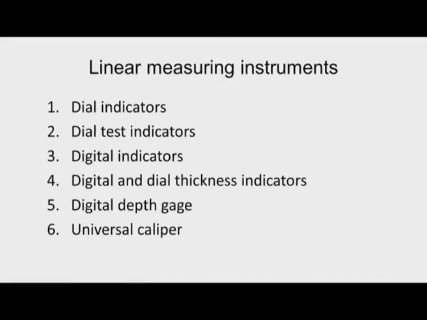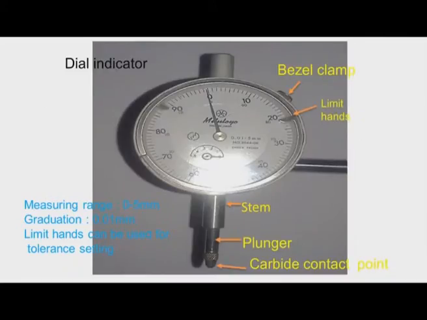In this session, we will continue the discussion on linear measuring instruments. We will discuss the dial indicators, dial test indicators, digital indicators, digital and dial thickness indicators, digital depth gauge and universal caliper. Now, first let us discuss dial indicators.